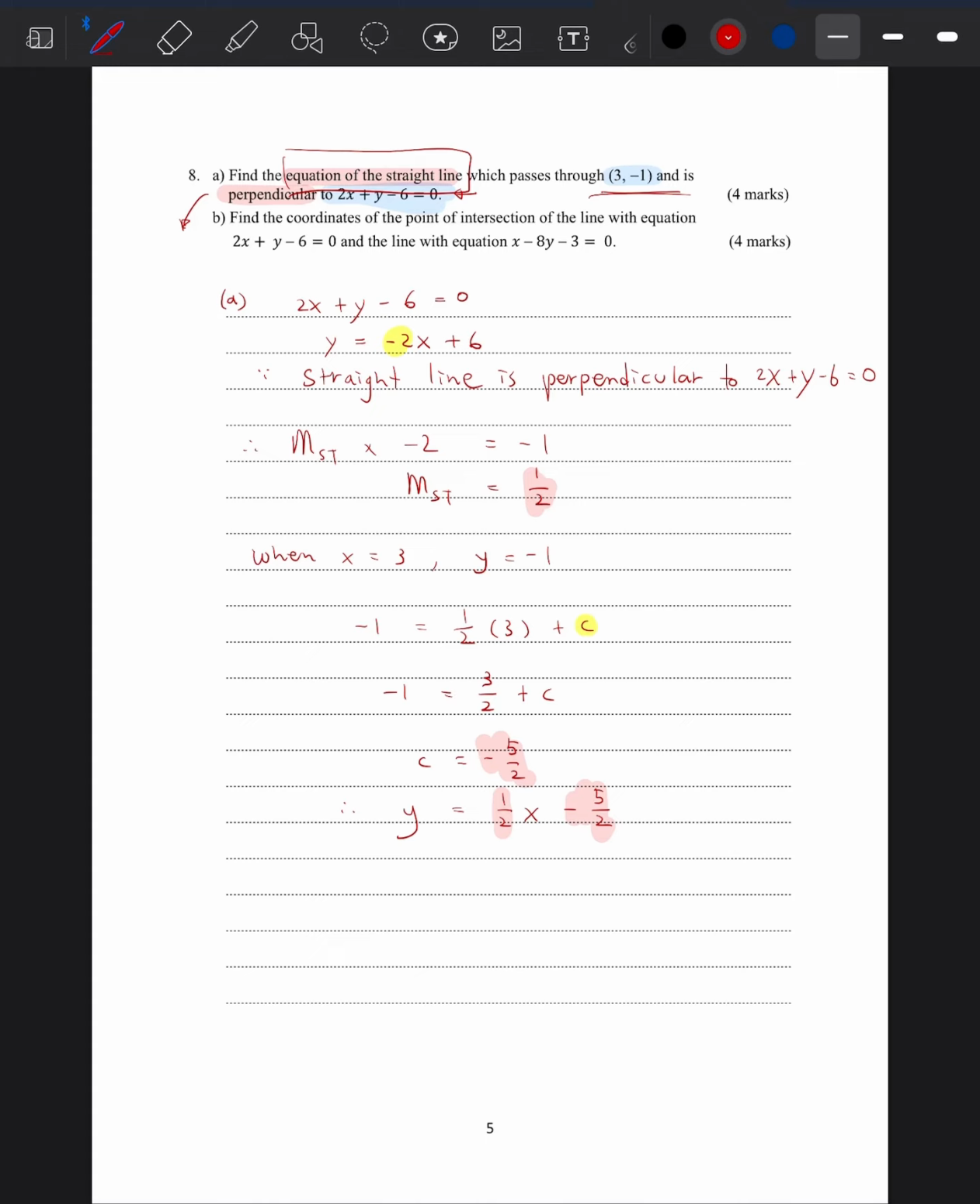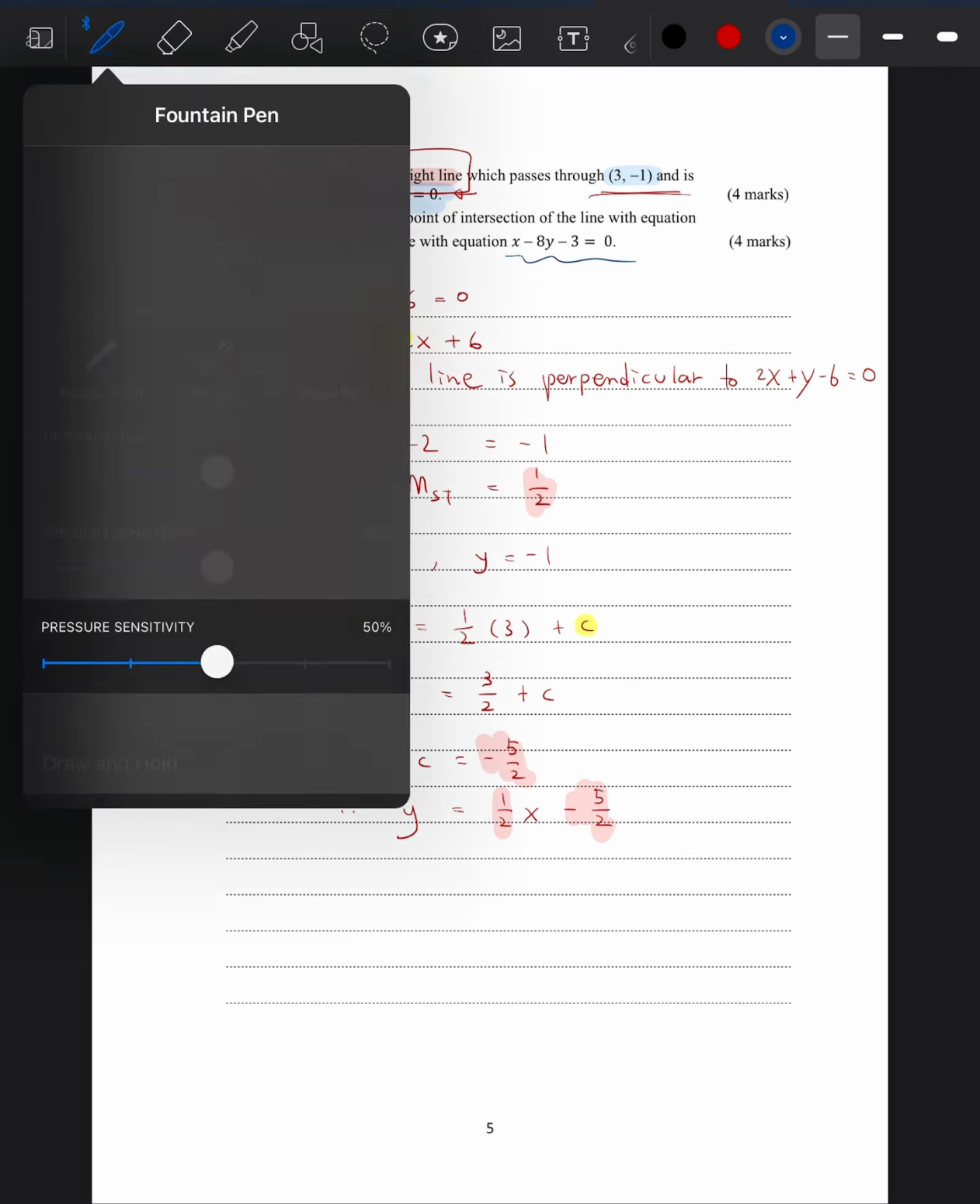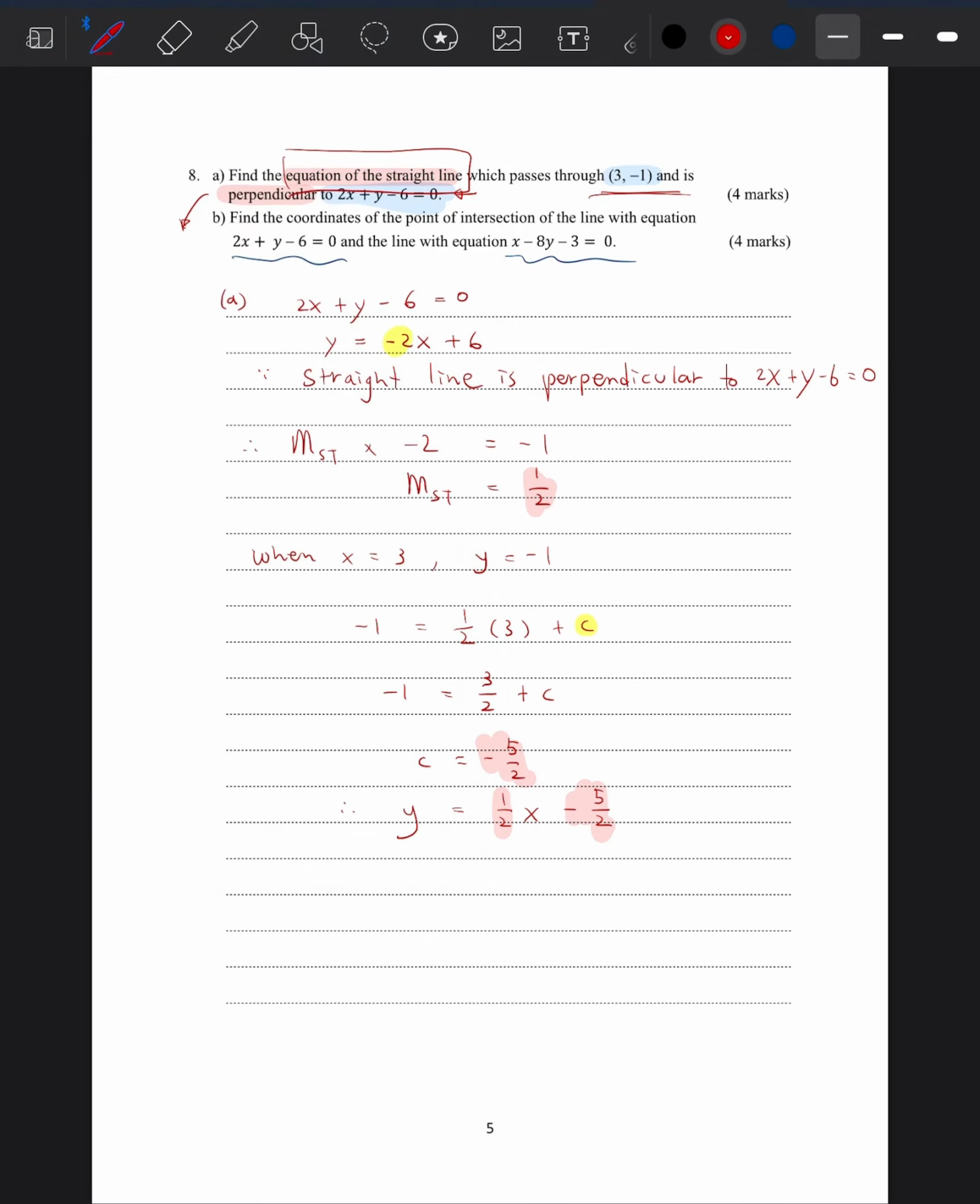And part B, it says find the coordinates of the point of intersection of the line with this equation and the other equation. So you've got two equations, and whenever it says point of intersection, it means that the two lines cross, and this intersection is the x and y here. So by finding your point of intersection, you just have to solve your equations simultaneously.